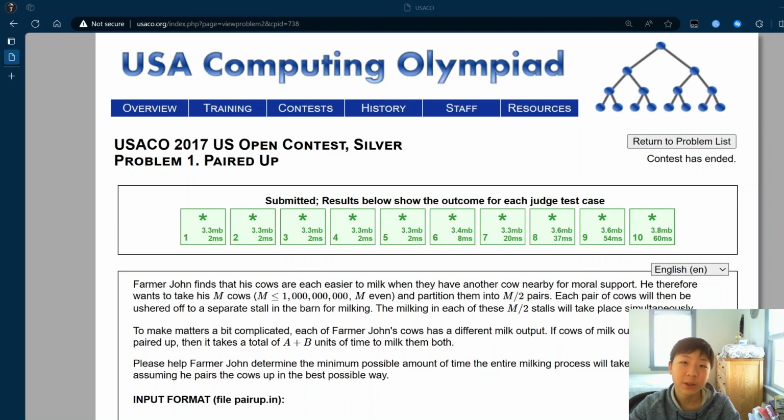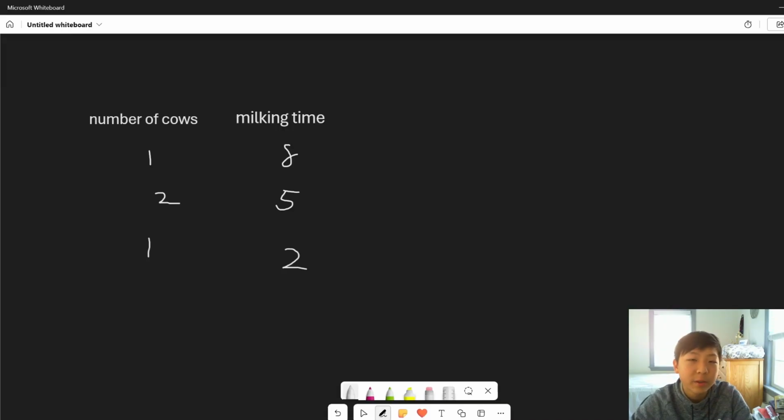To get a better understanding of the problem, let's jump into the sample input. The sample input is given in the format of number of cows and milking time. So there's one cow of milking time 8, two cows of milking time 5, and one cow of milking time 2. If we write all these cows down, we have 8, 5, another 5, and then 2.